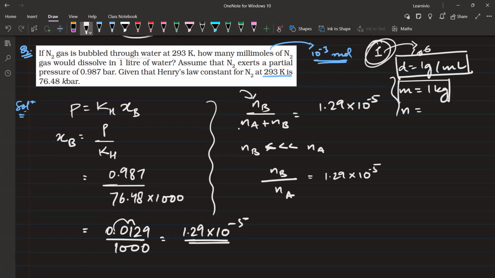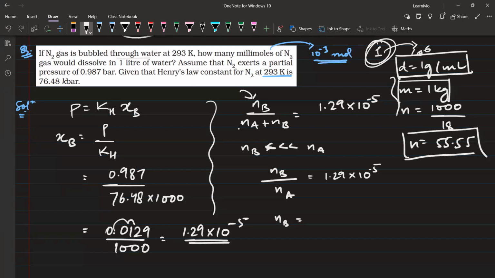So we can calculate the number of moles as 1000 divided by the molar mass of water, which is 18. So this will come out to be 55.55. And this is also something that you should remember: 1 liter of water has 55.55 moles of water. Now if I calculate this value, NB will be equal to NA, which we take as 55.55, so it will be 1.29 multiplied by 10 to the power minus 5 multiplied by 55.55.